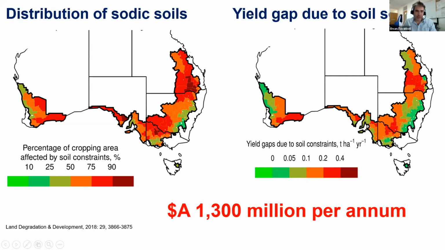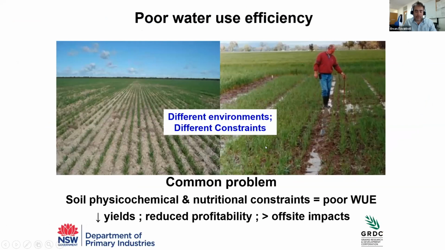So if I add all those values based on the recent study, every year we are losing about $1,300 million per annum in Australia across the whole northern, southern, and the western region. And so it's a significant figure in our yield gap. So this is the potential that we can achieve, and we don't achieve it because, what is the major problem in sodic soils and acidic soils, or wherever you have a soil constraints problem?